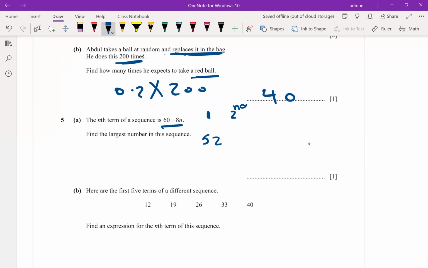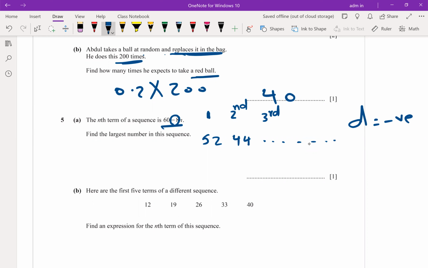What is the second term? Substitute n by 2. What is the answer? 60 minus 16, 44. What is the third term? Substitute n with 3. Is this sequence increasing or decreasing? Decreasing because the difference is -8. A negative common difference will be a decreasing sequence. Start with 52, 44, then it decreases, and after some terms it will be negative.